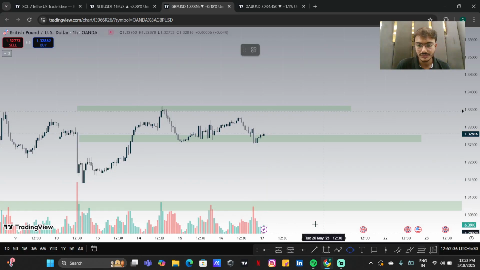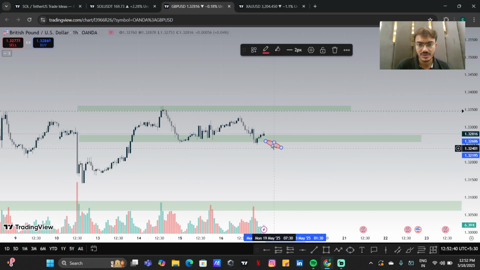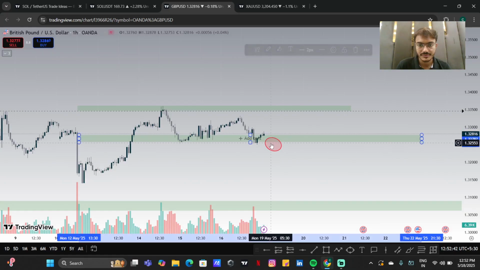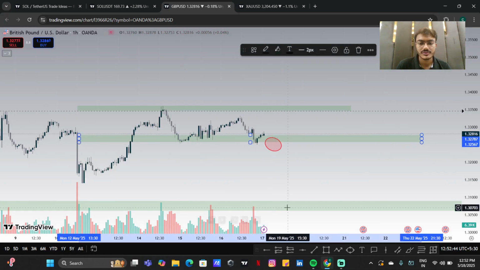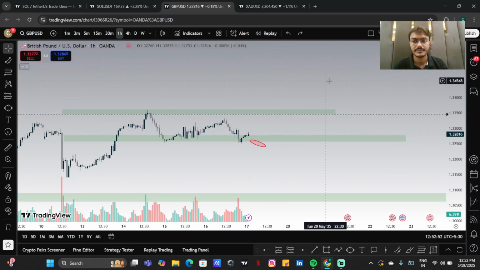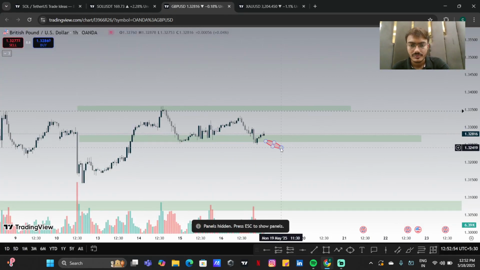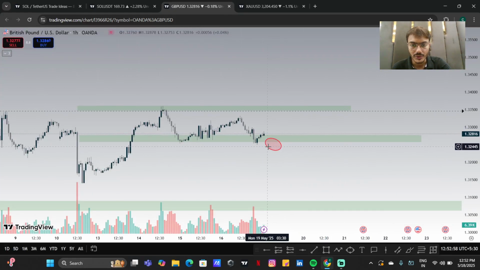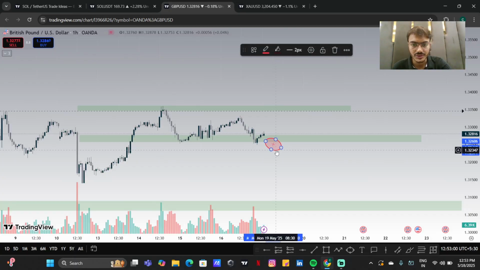Let me show you. All I'm looking for is that I want it to break this lower low over here, which eventually is gonna be a better one for me.